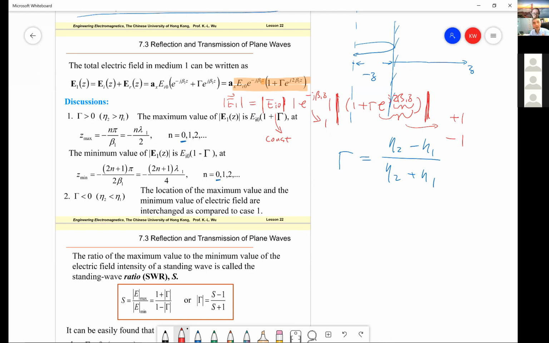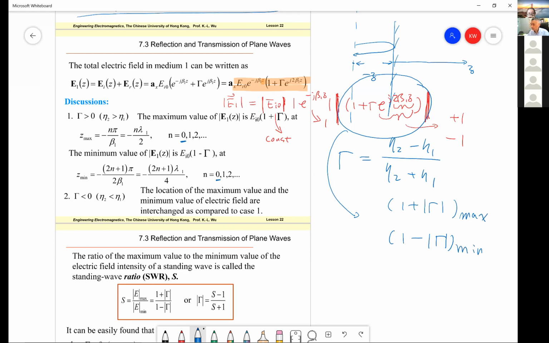But we like to look at the extreme values because the extreme values for this term give us 1 plus gamma and 1 minus gamma. You agree? So this is a maximum, this is a minimum, right? The maximum value and the minimum value.